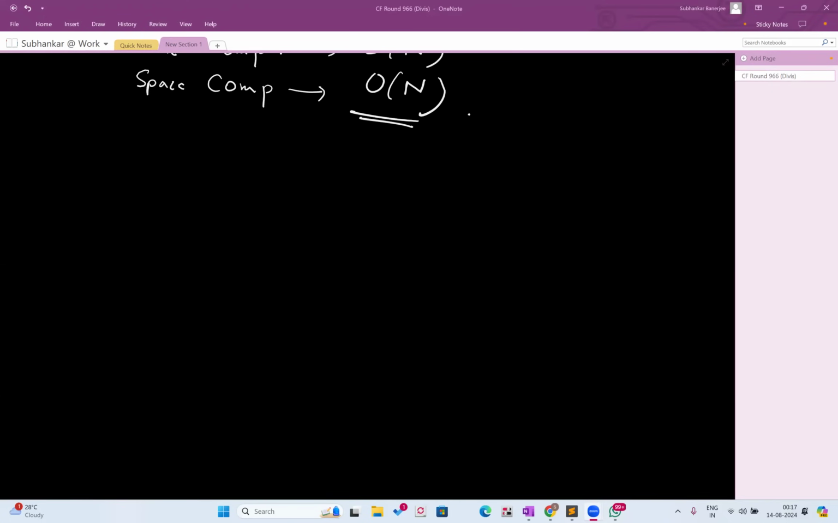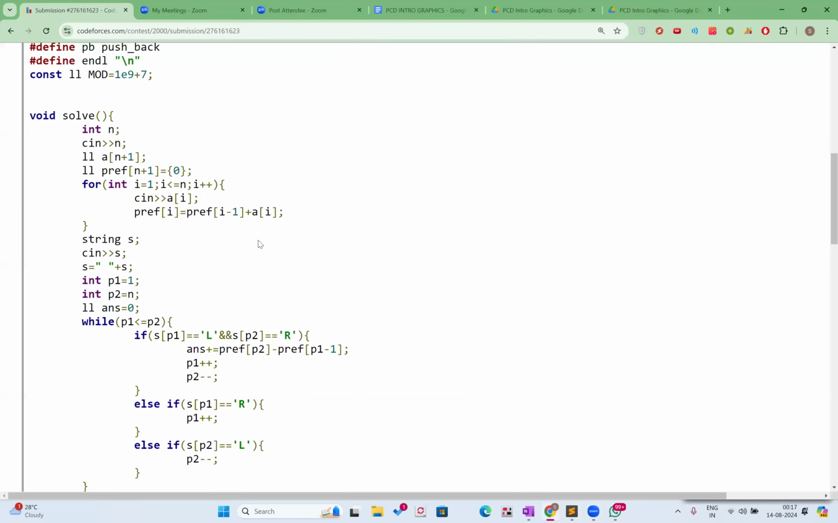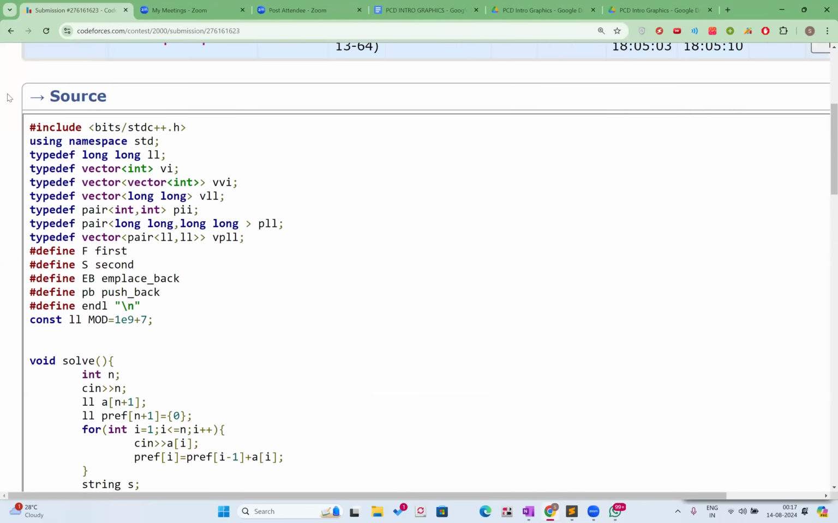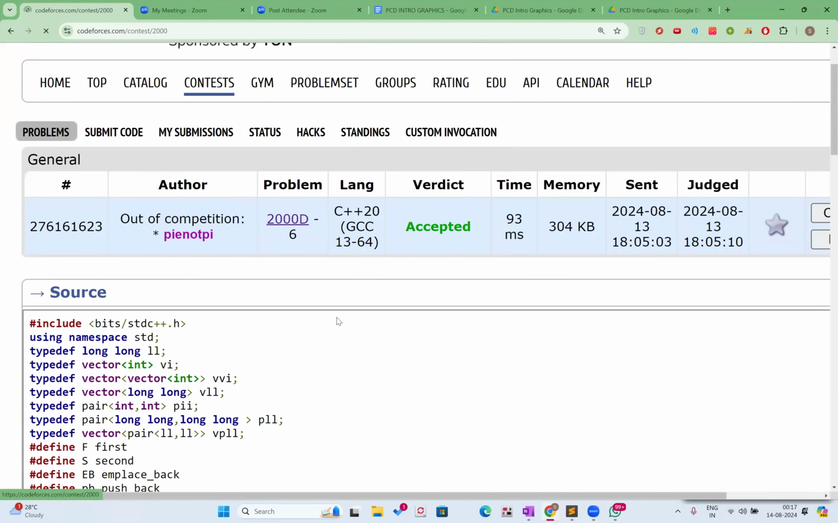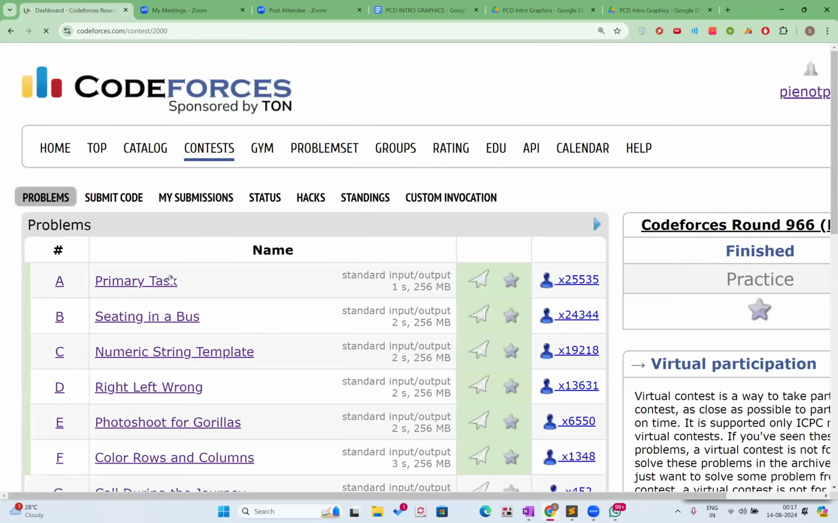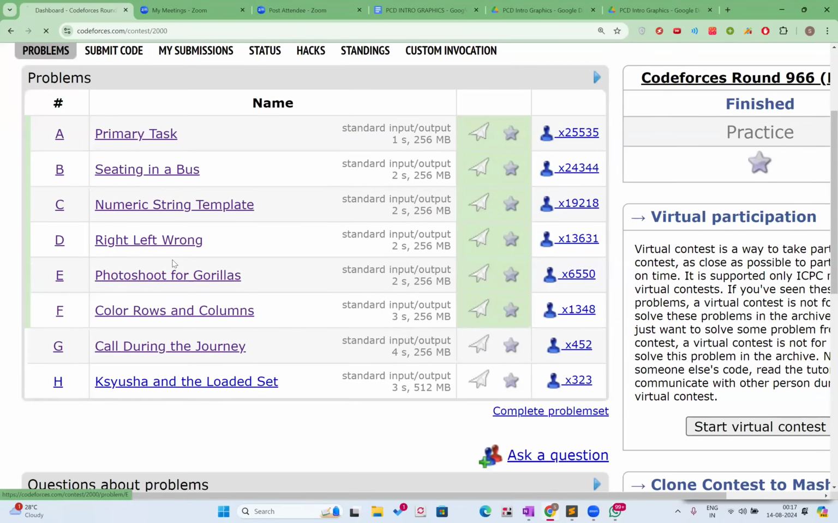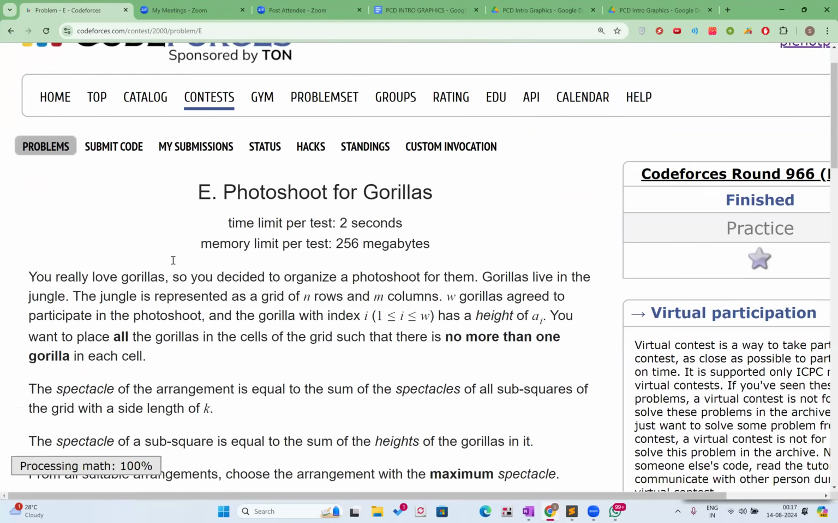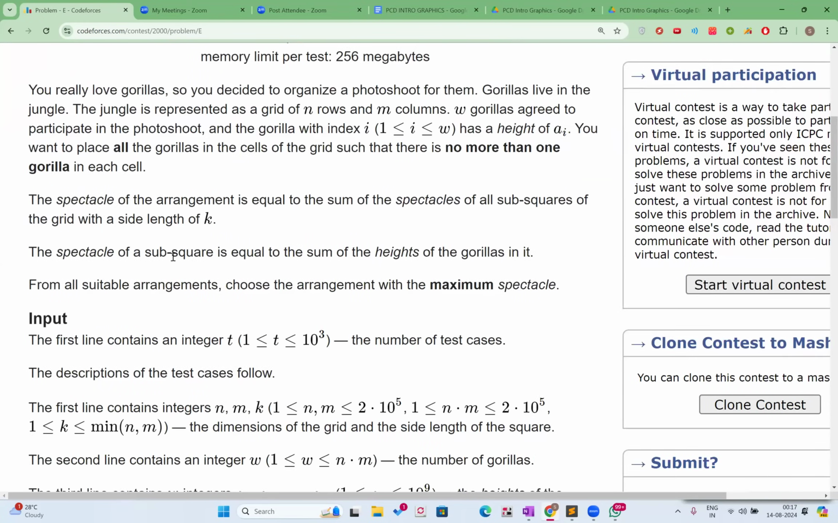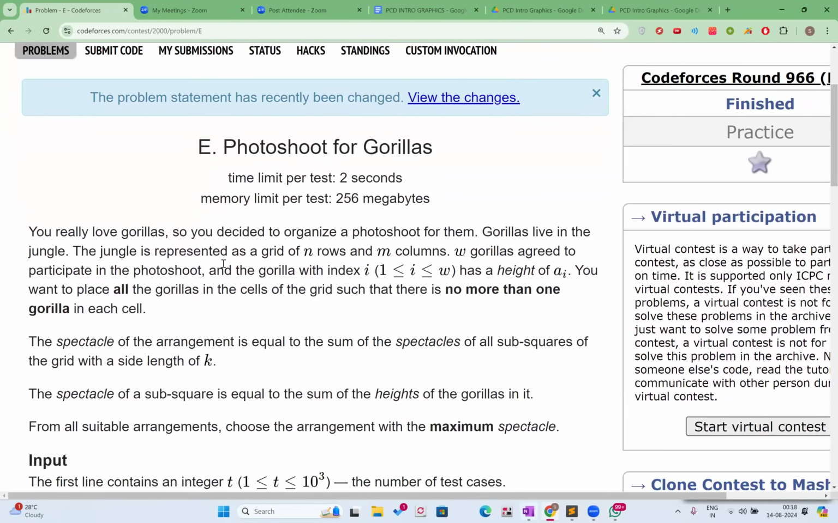So basically, your approach is definitely correct. You can do it like that as well. So basically, we are doing the same thing using the two-pointer approach. So implementation can be different again. So now we move on to the next question. That is problem E.